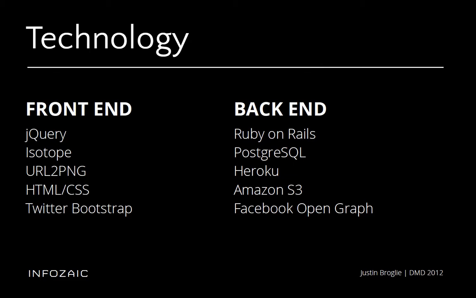On the back end, the framework is Ruby on Rails. It's hosted on Heroku, which is a cloud platform running over top Amazon EC2, and then Amazon S3 will eventually be used to store things like profile pictures and pictures that people post to the site. And then Facebook Open Graph is utilized to dynamically create an object for every Infozaic so that users can share it and make this information social.